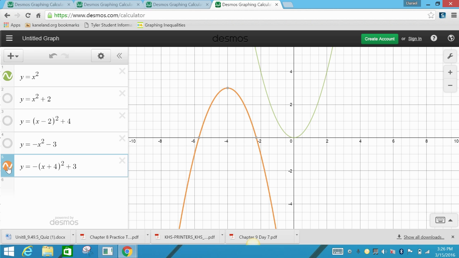Look at that. Beautiful. When it's in this form, we're able to see the translations really easily and determine where the new vertex is going to be, and look at that, the vertex is negative 4, 3. This is called vertex form. It's really easy to tell where the vertex is when a parabola is in this form. So later on, we're going to take parabolas that are not in this form and try to get them into this form because it's really easy to graph them.